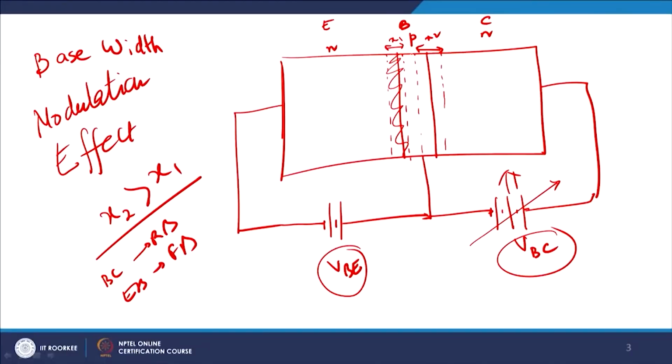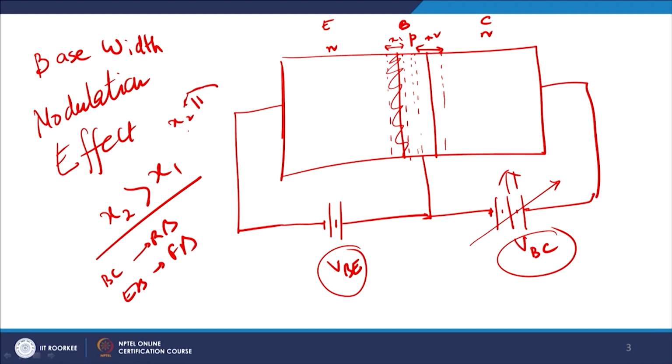With this knowledge, let us fix VBE and increase the value of VBC. You go on increasing the value of VBC. As you do, this depletion width will go on increasing, because you know very well that in a simple PN junction, if you increase the reverse bias, the depletion width becomes larger and larger. So x2 will become still more and more.